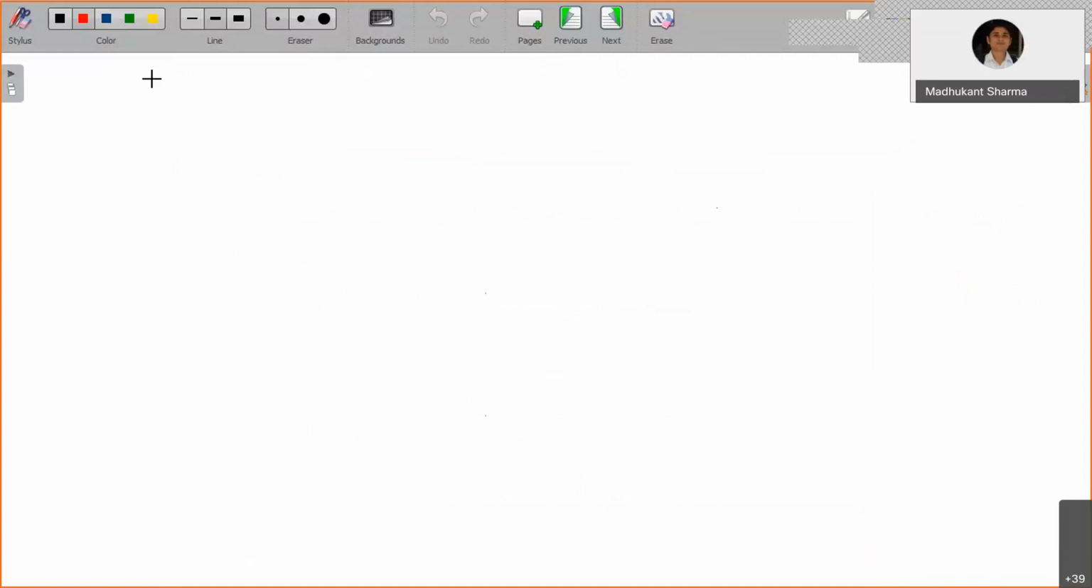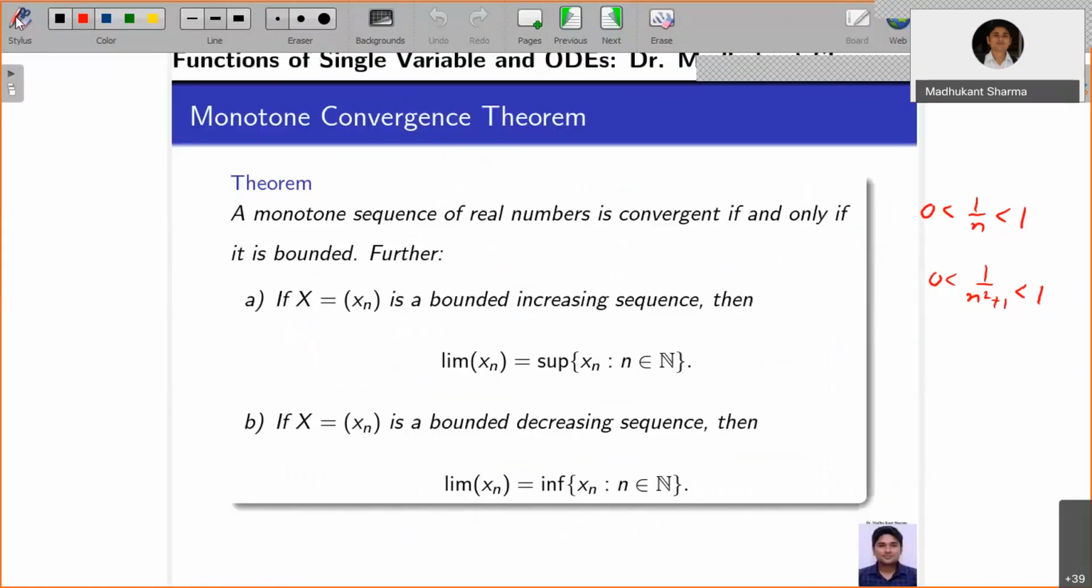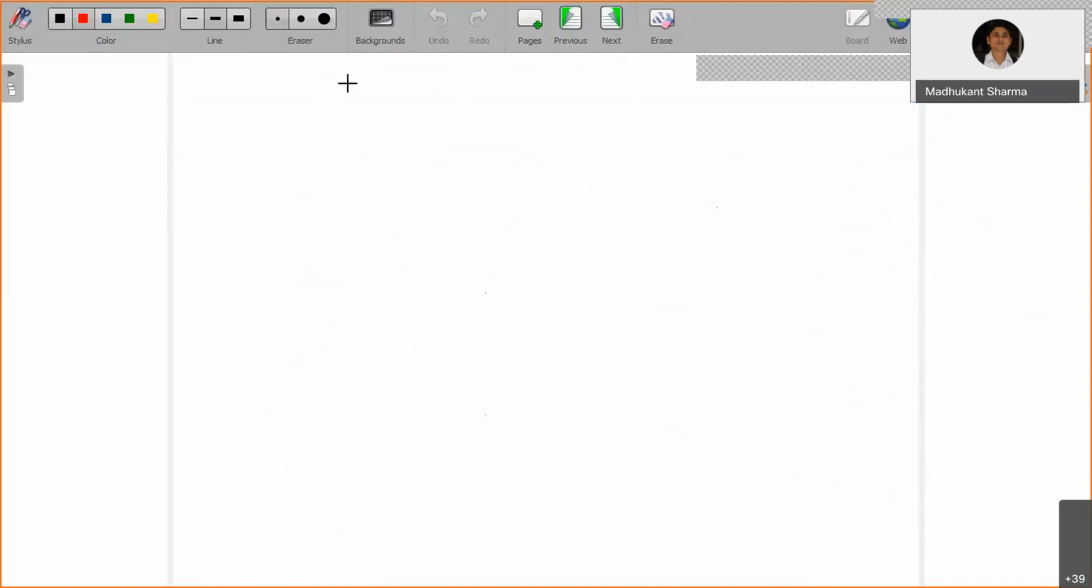Okay, so I'm going to do the first result and just give you the idea. Let's call this theorem number 6. What we were trying to establish is: let X equal to (xn) be increasing and bounded. Your claim is that it is convergent, and the limit is going to be the supremum.